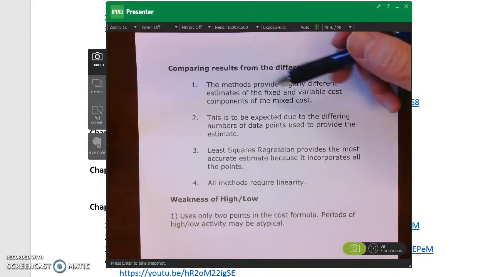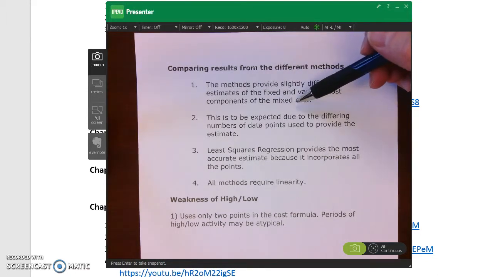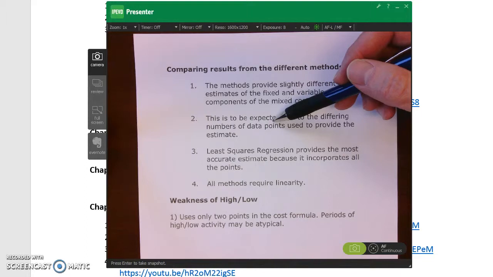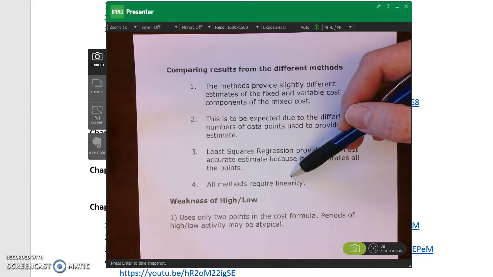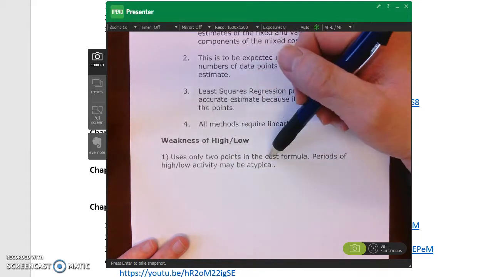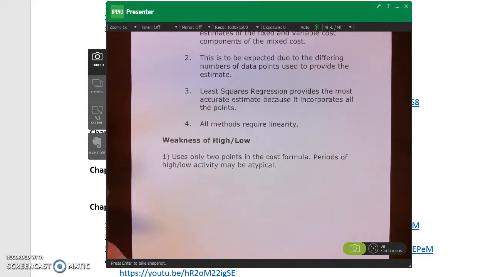Okay. The problem is all the methods could give slightly different answers because of the assumptions underlying those methods, especially account analysis. Okay, and high-low only uses 2 data points. Least squares regression would be the best. All methods do require a linear relationship. The weakness of the high-low, as I was saying earlier, is that it only uses the 2 data points, and those periods would be atypical, and you're using the outliers to develop some measure of average variable cost per unit. Does that really make very much sense? So if it were up to me, I would just use least squares regression.